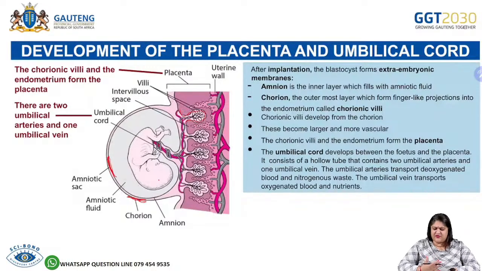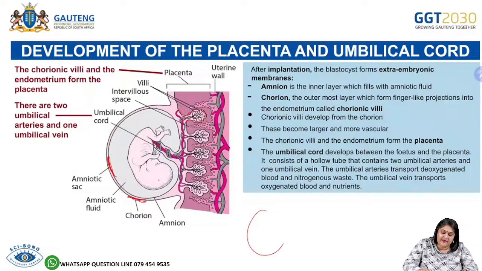Okay, so which way do these things go? Let's think about it now. If the arteries are going to transport deoxygenated blood and nitrogenous waste, which way do you think that's going to go? Is that going to go towards the mother, or is it going to go towards the fetus? It's going to go towards the mother. Yes, why? Because the baby, the fetus, is going to be producing this deoxygenated blood and nitrogenous waste. So this has to be expelled going via the umbilical cord to the placenta. Whereas the umbilical vein is going to take the oxygenated blood and nutrients, the nutrients coming from the mother, to the fetus.